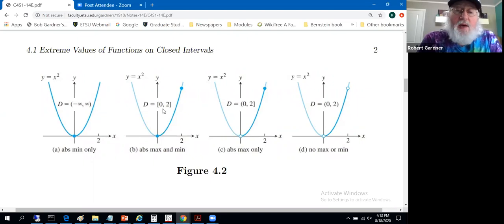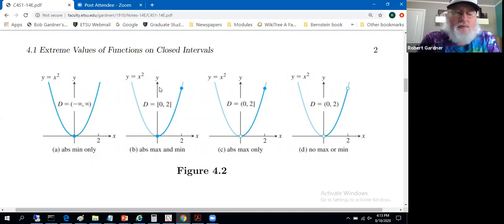So in part B, we've got a function that has an absolute minimum of 0 at x equals 0, and an absolute maximum here at x equals 2. What is the value of the function at 2? It's a squaring function, must be 4. So the absolute minimum and absolute maximum are respectively 0 and 4, and these occur at 0 and at 2.